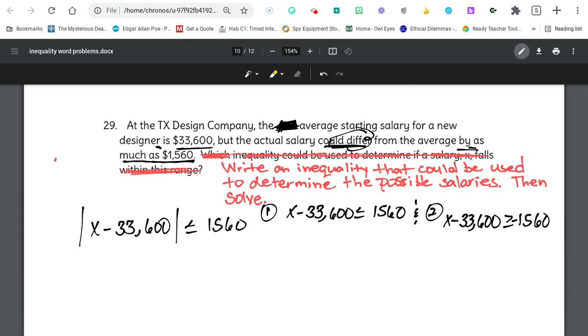It is possible for your absolute value inequality word problems to be greater than. I just don't have any like that on here, but I think I have some like that on the review. Just pay attention to the words. Differing by as much as is less than or equal to, or at most is less than or equal to. Again, if you see something like at least, you know to flip it around to greater than or equal to.